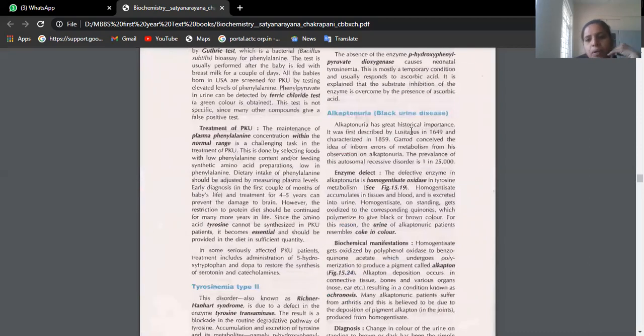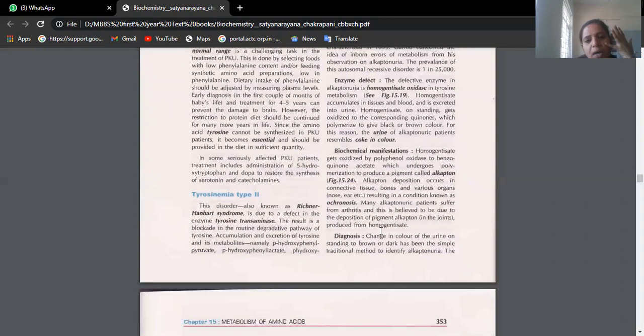Better. It was first described by Lusitanus. It's an autosomal recessive disorder, 1 in 25,000 people. Defective enzyme is this. So homogentisate accumulates in the tissues and blood and is excreted in the urine on standing. It leads to the formation of quinones which give black or brown color. For this reason you will see the urine is Coca-Cola colored. You can check this in urine with the help of certain biochemical tests.